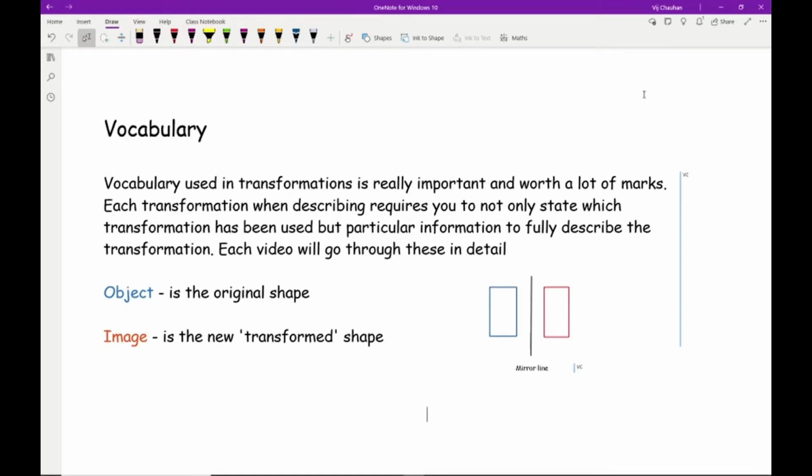As we're going to be transforming shapes, you always start with an original shape, and this is what we call the object, and the transformed shape, or the new shape that you probably have to draw, is what we call the image. So it's really important that you read a question carefully, particularly when you are describing a transformation. A question might ask you to describe the transformation of the object to the image, or the image to the object, which would be the complete opposite.